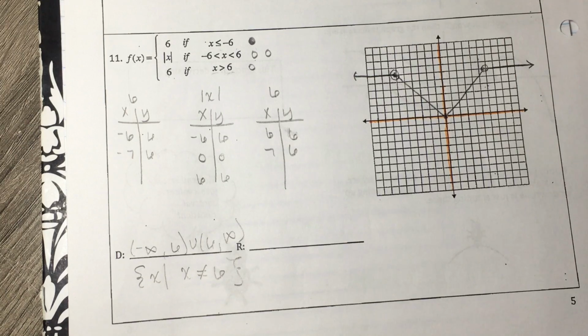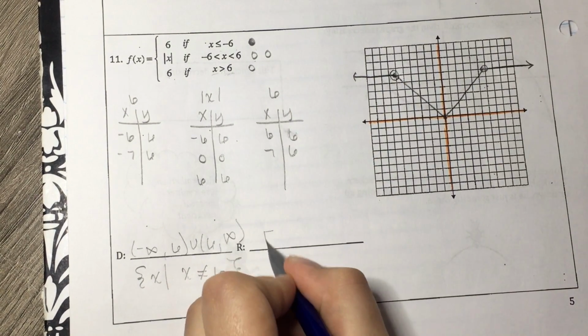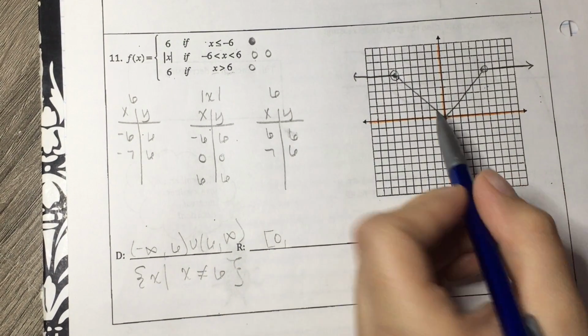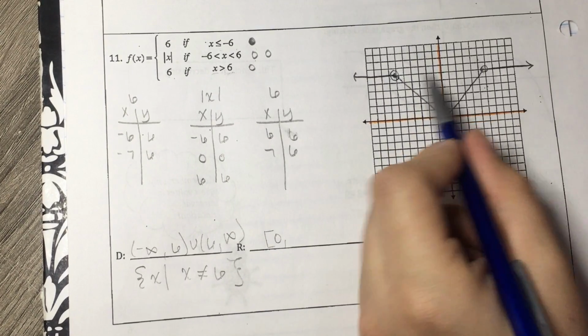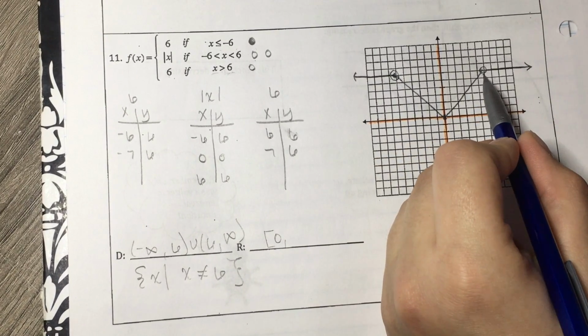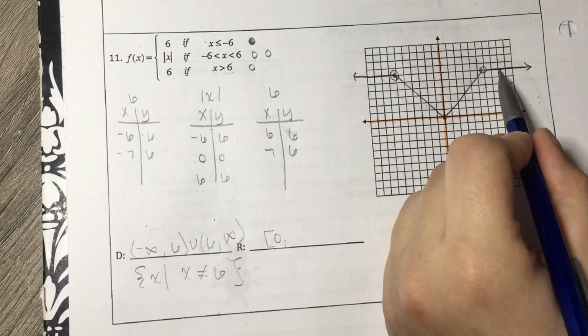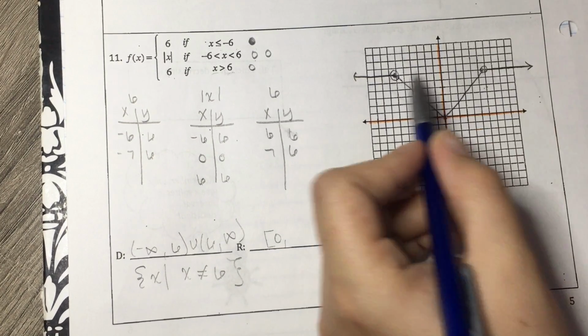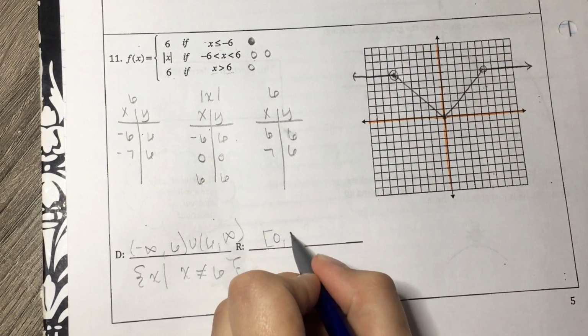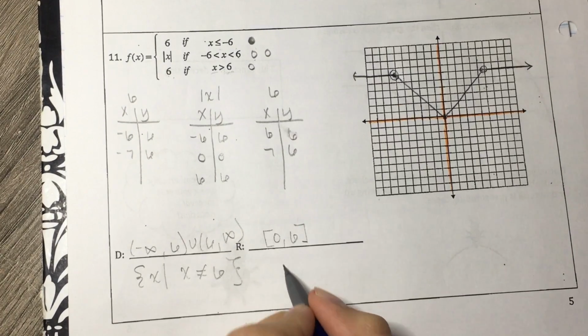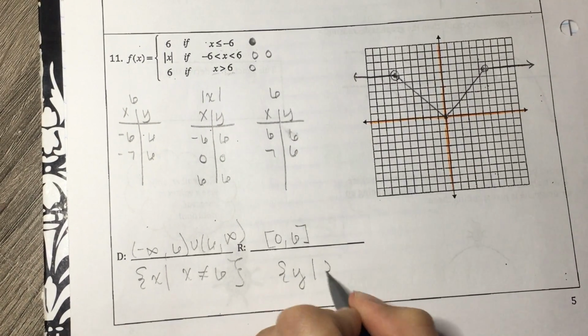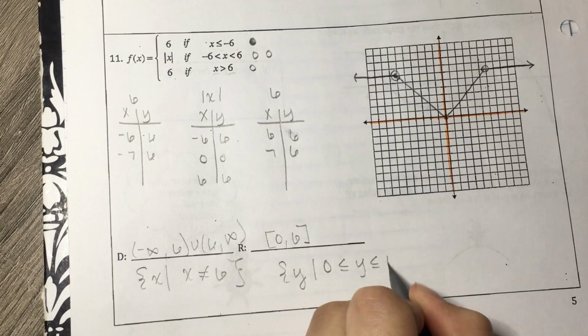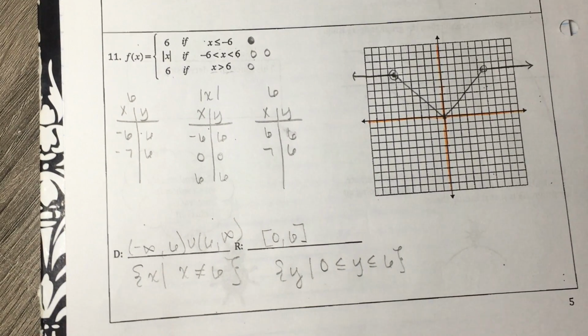All right, now it's time for our range, and our lowest Y value here is 0. And then our highest Y value is 6. Now, even though we're undefined here at 6, I do have Y values all the way here at 6 and all the way here at 6, so I can include the 6. And that's all values of Y such that Y is between 0 and 6, and it can be inclusive.